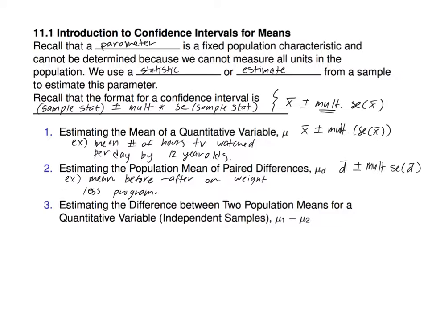Okay. And then the difference in 2 population means for a quantitative variable. Because we actually have 2 separate groups, our x1 bar minus x2 bar will be our sample statistic, plus or minus that multiplier, times the standard error of x1 bar minus x2 bar.